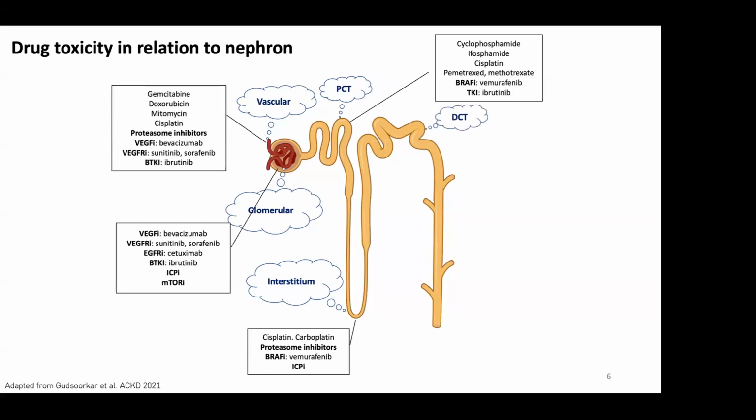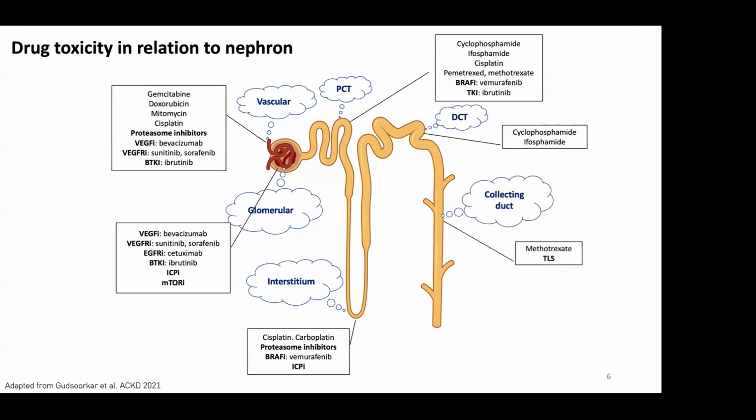Talking about the distal convoluted tubule, cyclophosphamide, ifosfamide. And the collecting duct, which are classically known to cause crystalline nephropathies, are methotrexate, pemetrexed, and certain conditions like tumor lysis syndrome, which necessarily is not a drug toxicity. So just remember this master diagram, which really sums up all possible drug toxicities. I mean, most commonly used drug toxicities in patients with cancer.